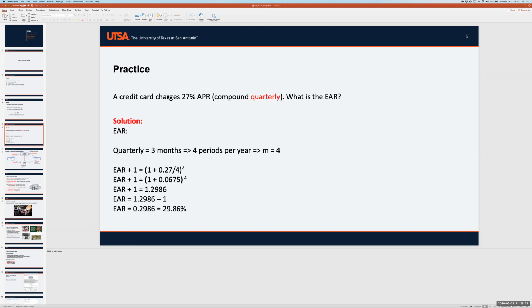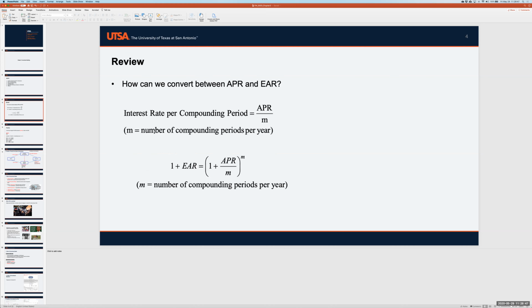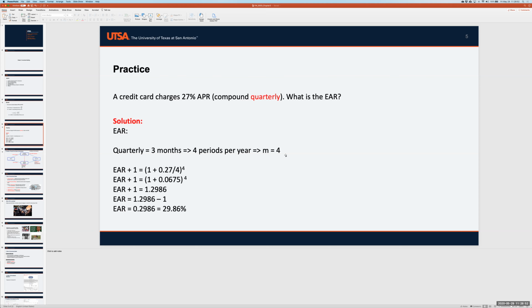A credit card charges 27% annual percentage rate and compounds quarterly. What is the effective annual rate? So the question simply asks, what is the effective rate? And what is given? The question says it's compounding quarterly, meaning that it compounds every quarter, and the number of compounding periods per year is 4. So we choose M4. Just put the M in the equation.